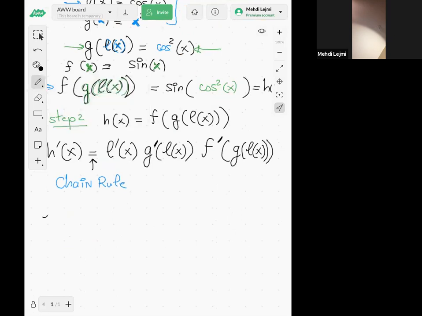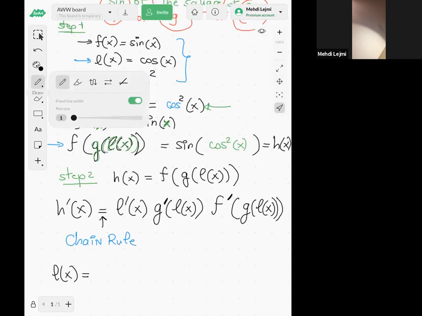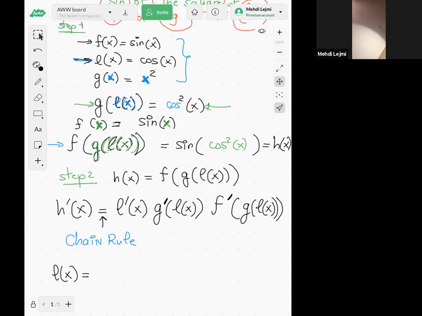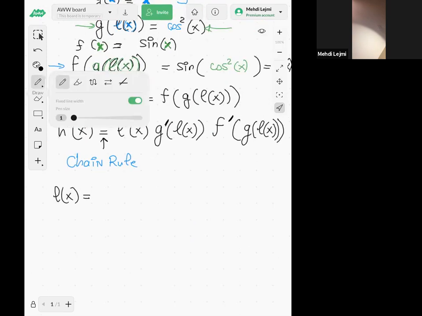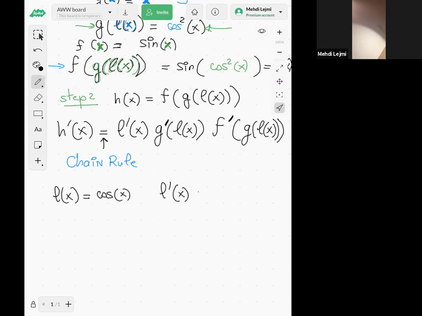We said L of x is cosine of x. So then L prime of x, the derivative of cosine of x, is minus sine of x, right? So we got our first term here in the formula, L prime of x. Next, we need g prime of L of x. Not just g prime of x, but g prime of L of x.